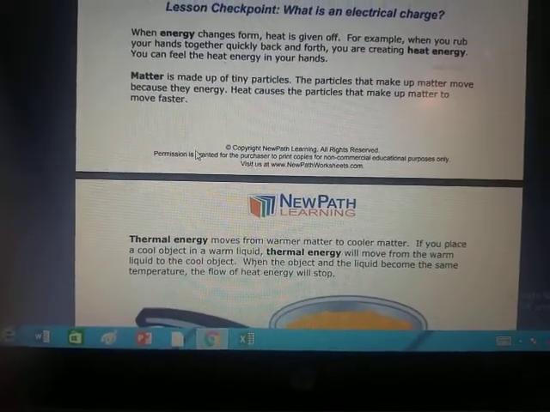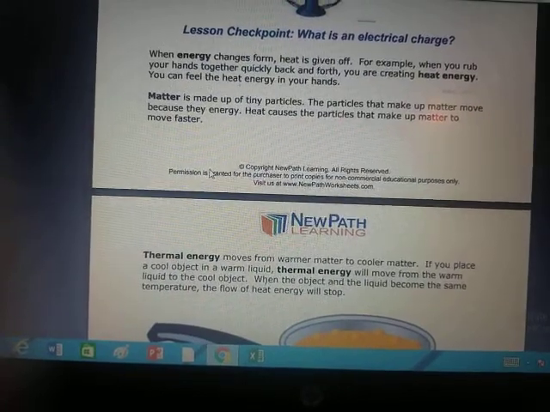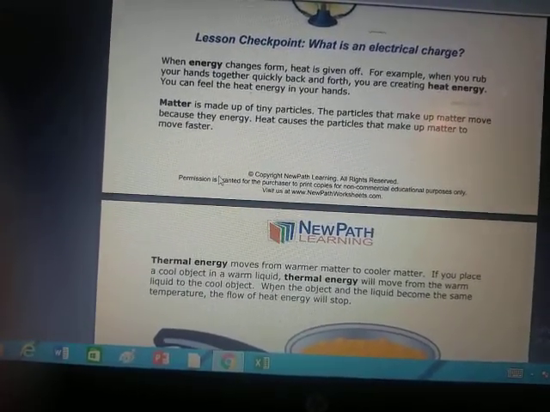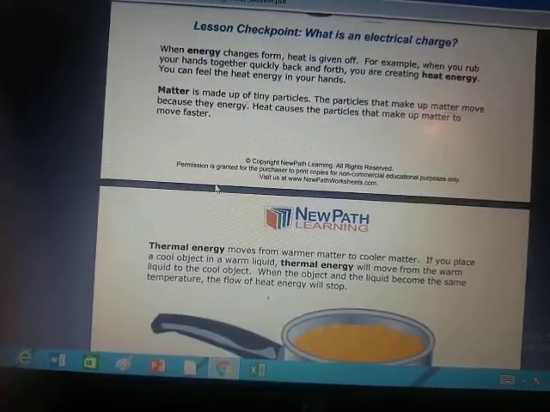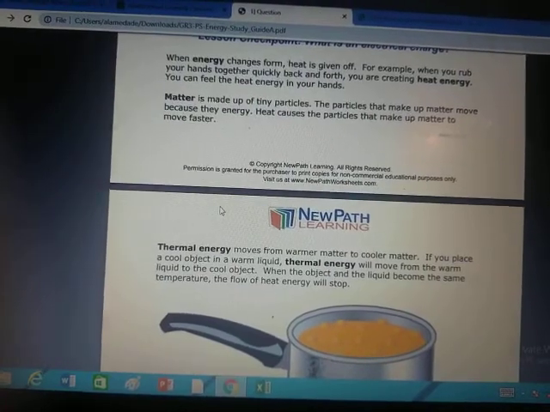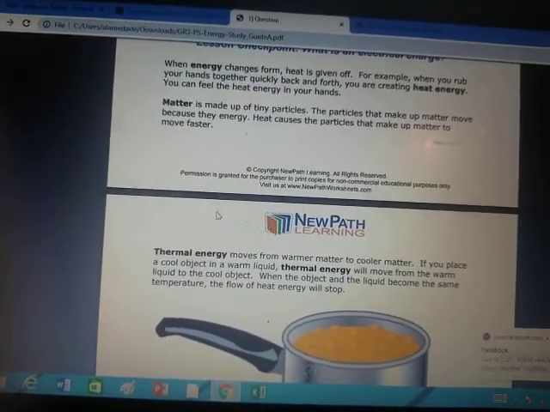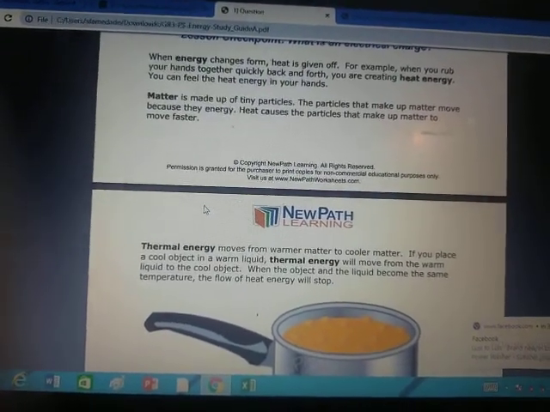When energy changes form, heat is given off. For example, when you rub your hands together quickly back and forth, you are creating heat energy. You could feel the heat energy in your hands. So if you want to give that a try, give that a try. If you rub your hands together quickly back and forth, you're going to start feeling that your hands are getting hot. That's called heat energy.